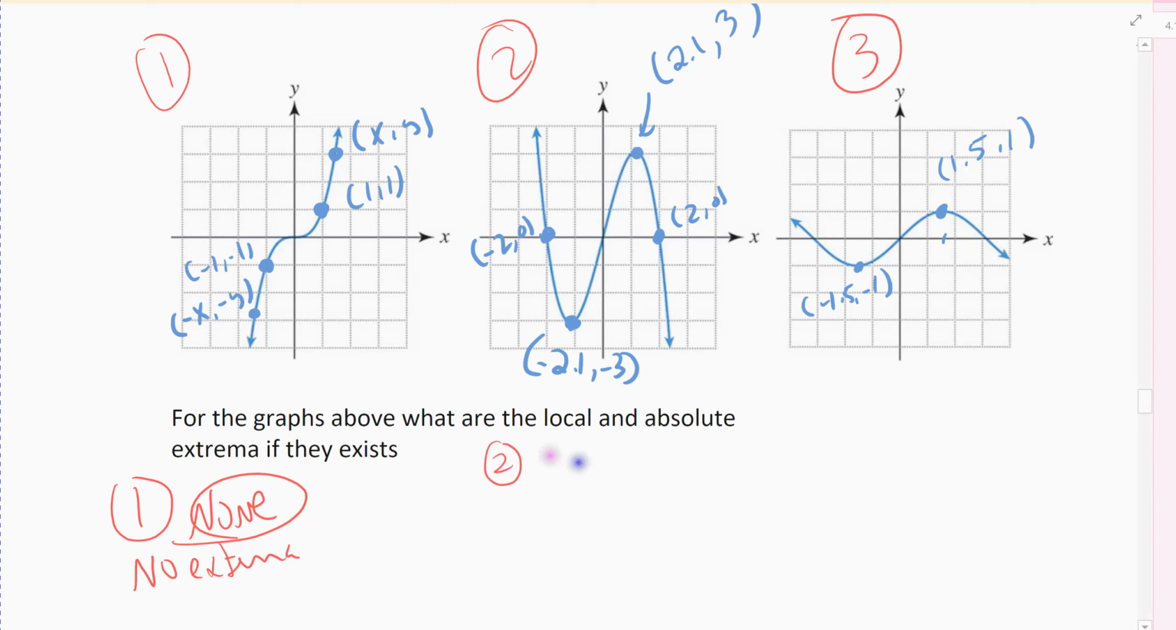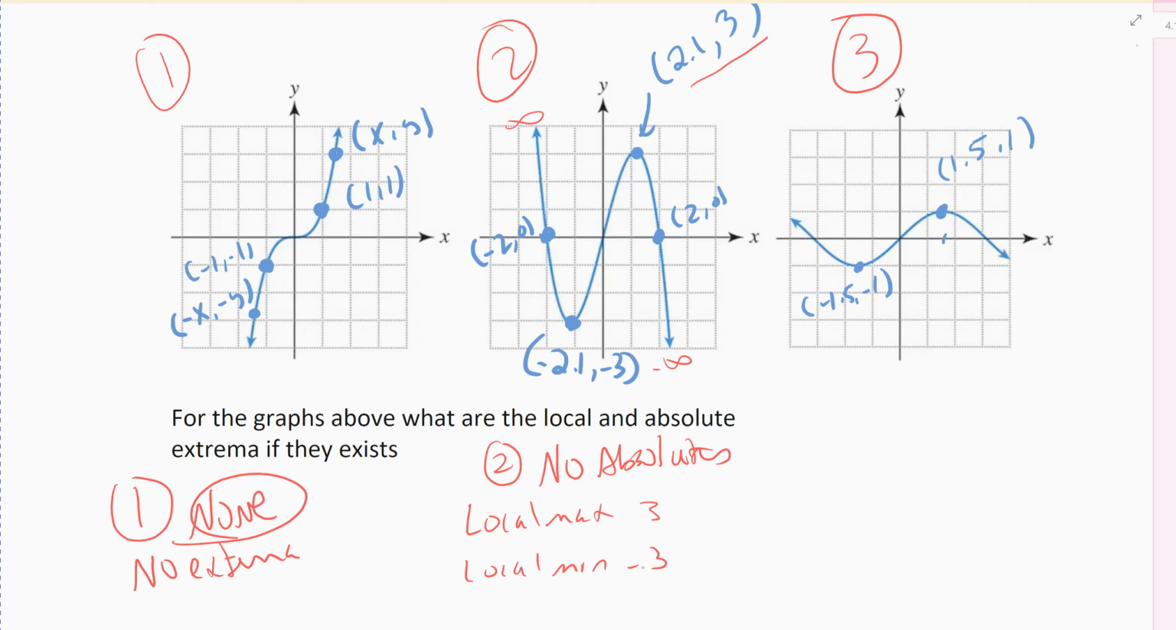Graph 2 has no absolutes, because I'm shooting off to negative infinity there and positive infinity there. But it does have two local extrema. It has a local max of 3 and a local min of negative 3. Whenever you have odd symmetry, that's always going to happen. There's always going to be the exact same max and min, but with the opposite sign. So if you've got a maximum of 3, you should have a minimum of negative 3 due to the nature of odd symmetry.